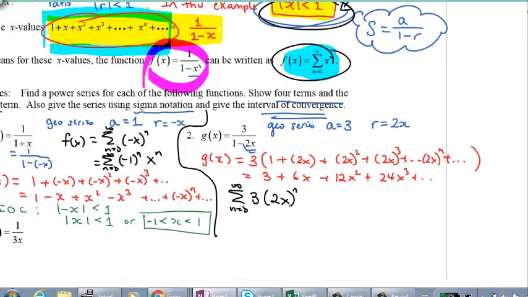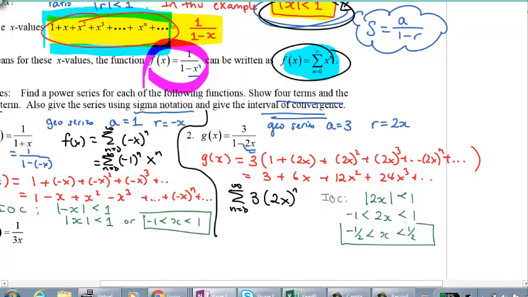And then finally, the interval of convergence, IOC. In this case, it's the absolute value of 2x is less than 1. So of course, I can write this as 2x is between negative 1 and 1. We'll divide both sides by 2, and you'll get here the interval of convergence being x has to be between negative half and positive half.